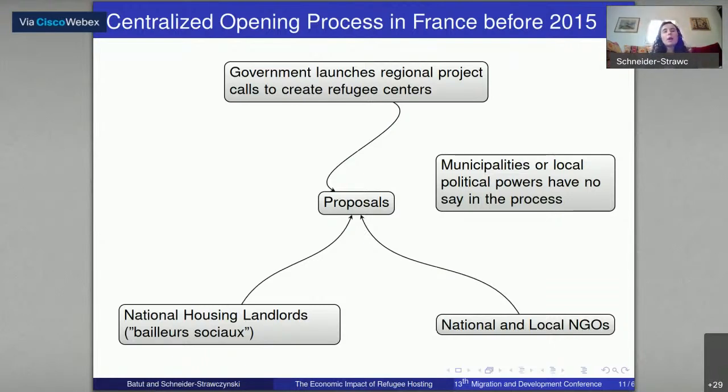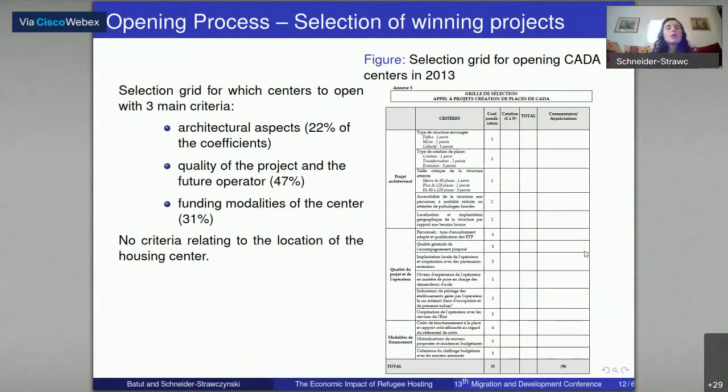And so in that context, what we have to be careful about are two things. First, how does the government select the winning projects in which location? And second, how do the NGOs or the national housing landlords choose which project in which location to present to the proposal? So on the first side, the government selects winning projects using a selection grid that relies on three main criteria: the architectural aspect, the quality of the project and the future operator, the funding modalities of the center, and there were no criteria relating to the location of the housing center.